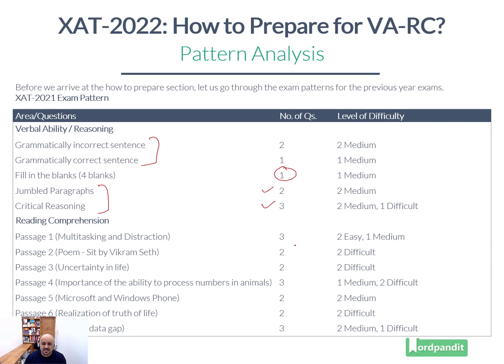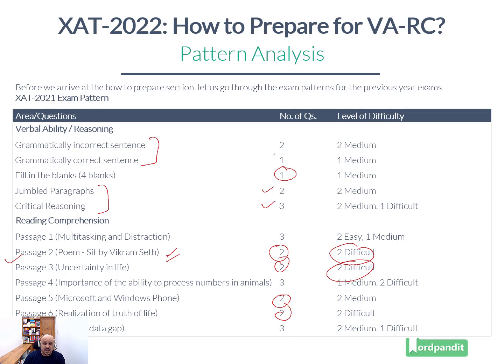And then you had 7 passages. Some of these just had 2 questions in them, but they were short passages as well. There was a poem as well. Some of these passages were very difficult. In terms of overall attempt and difficulty level, it was difficult RC stuff, with just one RC which had a couple of easy questions, otherwise medium to difficult. That was the difficulty level of the overall exam last year.